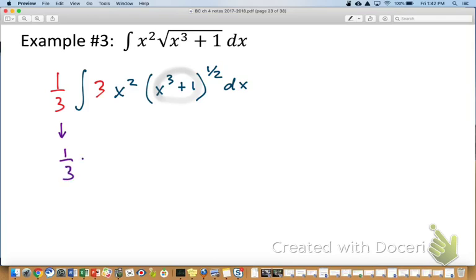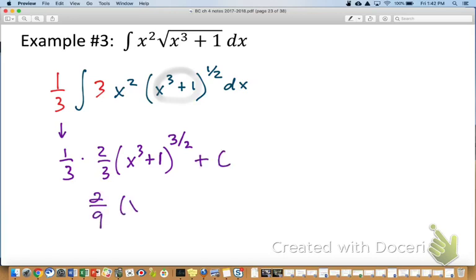And what happens to the 3x squared and the dx? They just drop right back into the input where they came from. And the only thing that really gets anti-differentiated is the big outside function, which is to the 1/2. So this is a power rule. So I'd go plus 1, and then I would divide by 3/2, aka multiply by 2/3. Don't forget your plus c. You get 2/9 times (x cubed plus 1) to the 3/2 plus c.